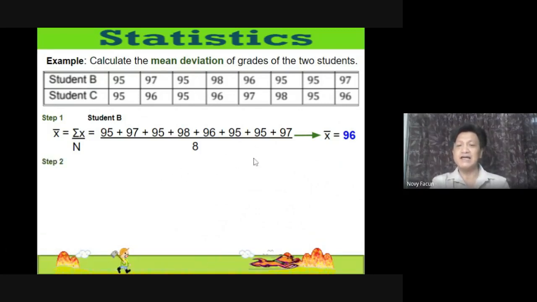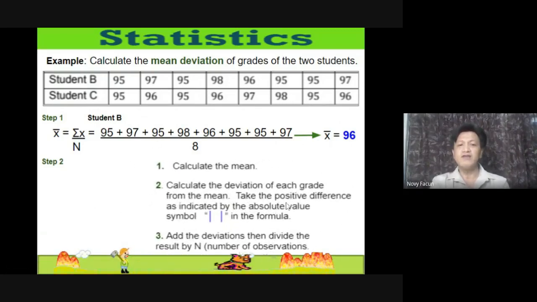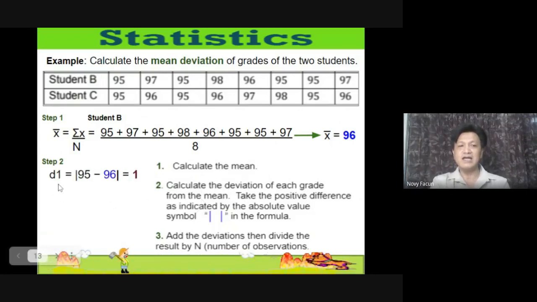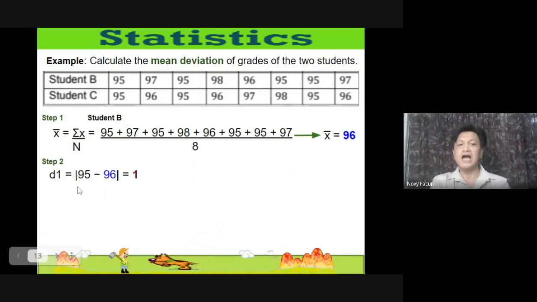So since nabanggit na kanina sa problem, di ba, 96 yung grade nila sa average. And step 2, you are going to calculate the deviation of each grade from the mean. Meaning to say, ima-minus lang natin. Okay, this d1 stands for the deviation. Kaya nga naka-absolute value yung symbol, di ba? Kailangan positive siya. Kaya nga, the absolute value of 95, ito yun, no? Kay student B. 95 minus 96, yung mean yung subtract natin sa bawat grade.